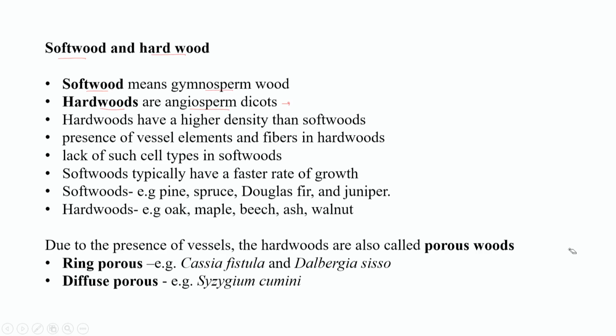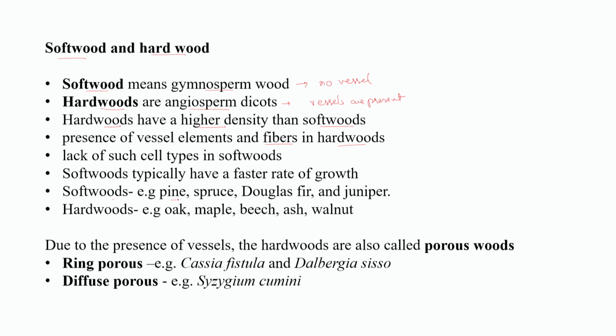Now they are known as hardwood because there is a difference. We have studied before that gymnosperm doesn't have vessels, whereas in angiosperms vessels are present. So that makes the difference. Because of these vessels, hardwoods have a much higher density than softwood, and because of that they are known as hardwood, as they are denser compared to softwood. The softwood also typically has a slightly faster growth rate compared to hardwood. Fibers are also more in hardwood, so that all makes it more dense, meaning more mass is there in those hardwoods.